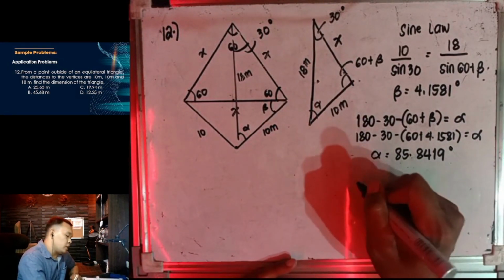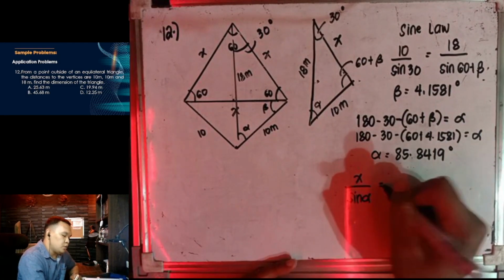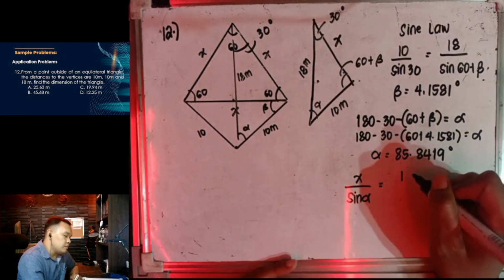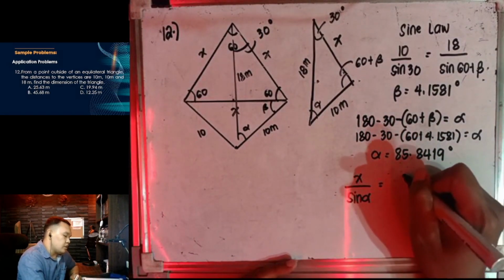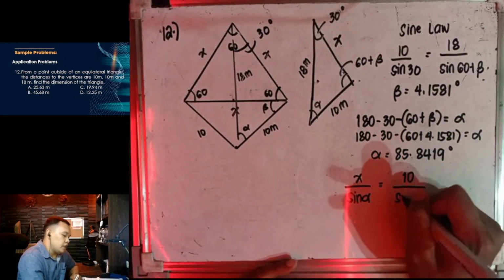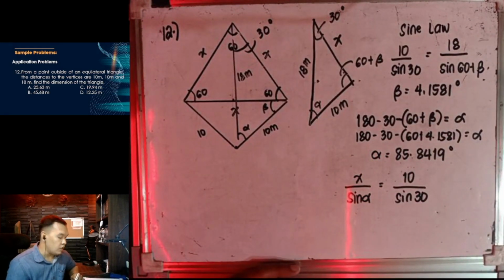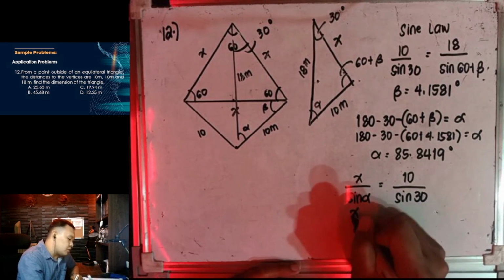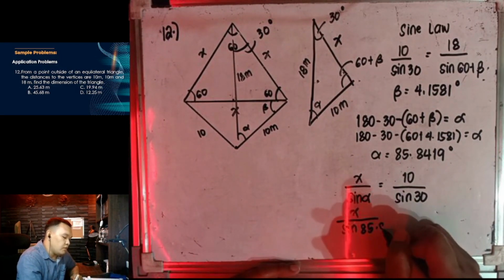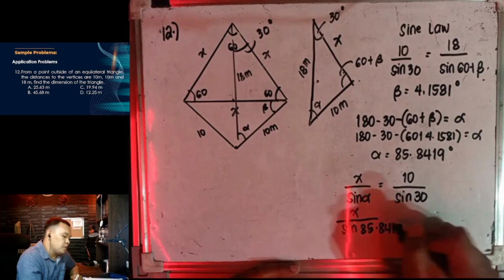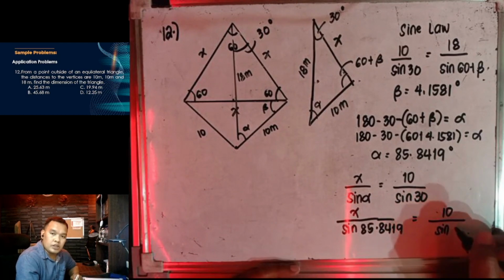Okay? Then, now that we have alpha, we can use the sine law again to get the value of x, no? So we have here x over sine alpha is equivalent to, either 18 or the 30, let's use 10 all over sine 30, to compute the value. So we have here x all over sine, the value of alpha is 85.8419, equals 10 all over sine 30.